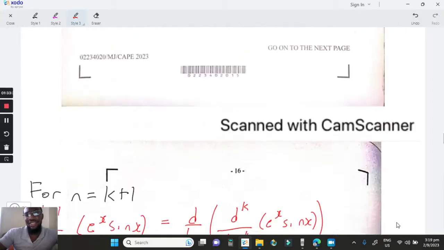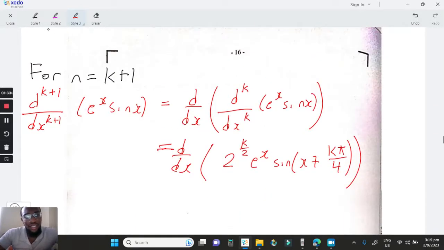So guys, this is so easy. The only thing though is I would say this is very tedious. It's a long process, but it's very easy. So to differentiate it, we use the product rule. Keep the first, so 2 to the k over 2 e to the x, times the derivative of the second. When we differentiate sine, we get cos.